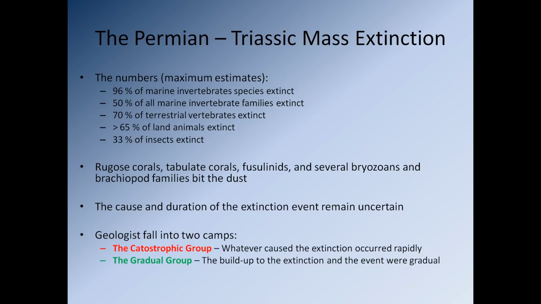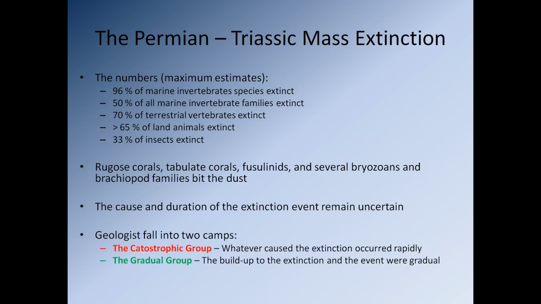So this brings us on to the Permian-Triassic mass extinction. As I said, the numbers of organisms lost are pretty huge. 96% of all marine invertebrate species became extinct. 50% of all marine invertebrate families became extinct. 70% of terrestrial vertebrates became extinct. Greater than 65% of all land animals became extinct. And 33% of insects became extinct.